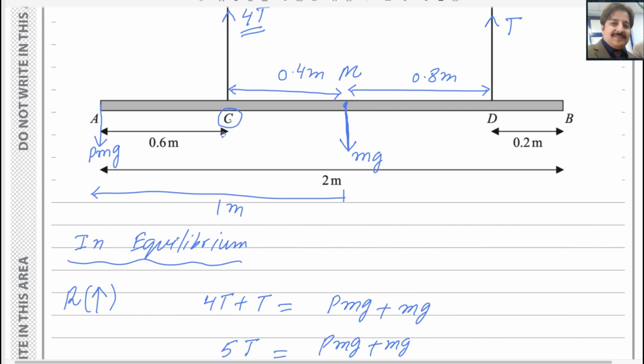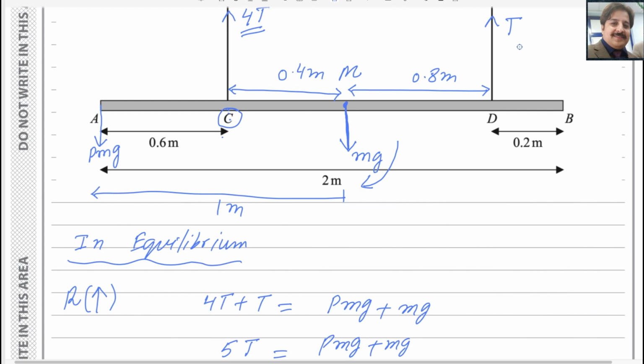So which forces are producing clockwise rotation about C? If you notice, this force is producing clockwise rotation. If you take this C as the pivot, this force is moving like this downwards, so it is clockwise rotation. The only force that is producing clockwise rotation is mg. And what is the perpendicular distance of mg from this pivot? That is 0.4. So you can multiply mg with 0.4 to get the clockwise moment.